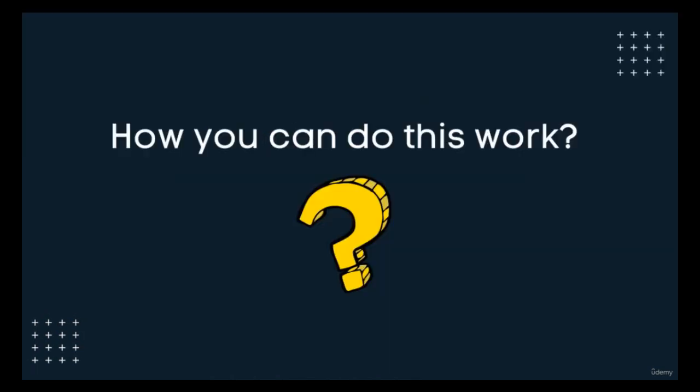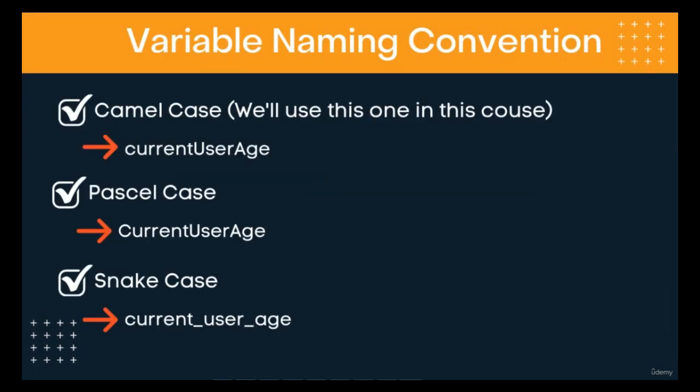Then how can you do this work? For this, you can use camel case, Pascal case, and snake case. For this course, most of the time you will use camel case. Camel case, you can see, is currentUserAge. So you use current as a small letter, U as a capital letter, and A as a capital letter.